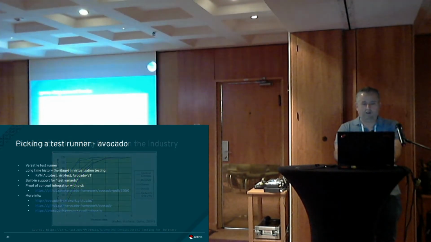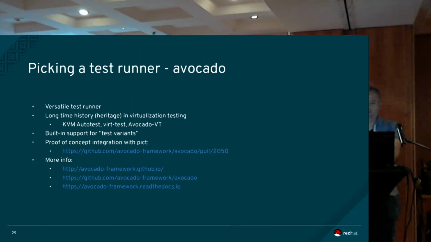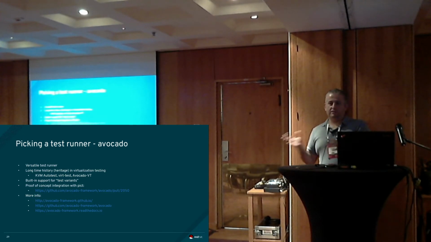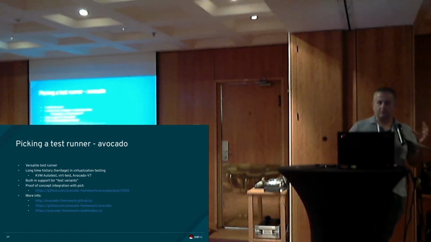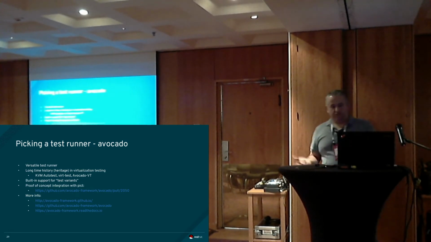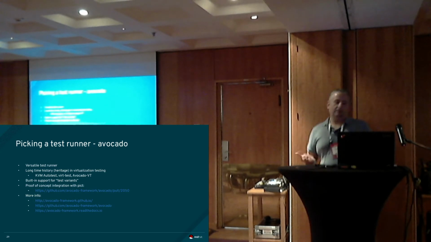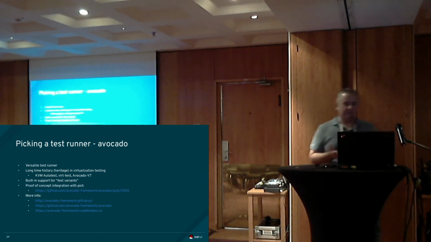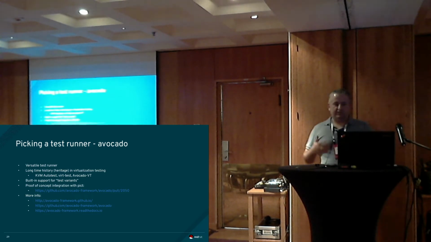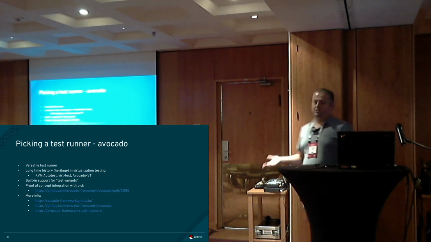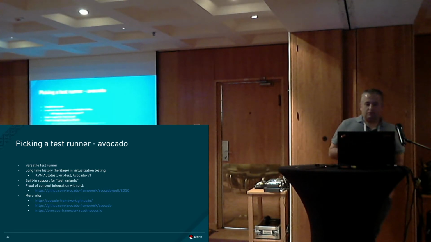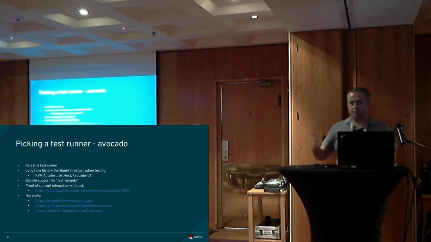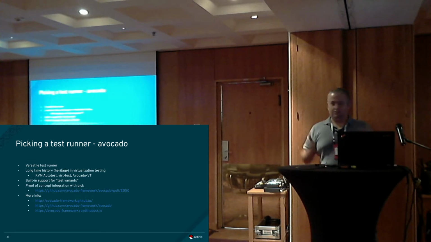So how can we leverage this definition of combinatorial testing? We have this combination that can be generated by pict, but we need some machinery to actually pass those parameters to a test. And we need a test runner for that. For obvious reasons, we're going to pick Avocado. Avocado is, in our opinion, a versatile test runner. It has a long history and heritage in virtualization testing. It came from what was known as KVM Autotest, then Virt test, and it has a close relationship with Avocado-VT. It has built-in support for what we call test variants. In test variants, you write your test once, and it gets run a number of times with different parameters. So you probably can see how those things would fit.